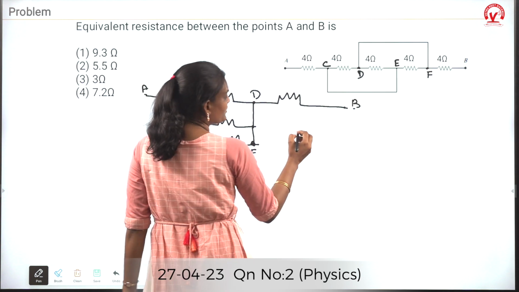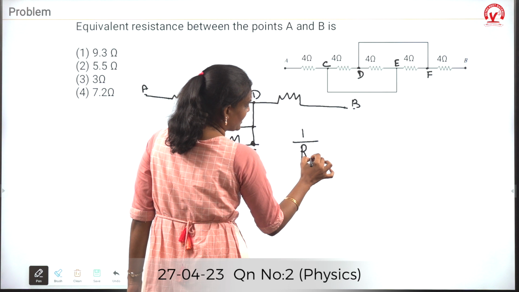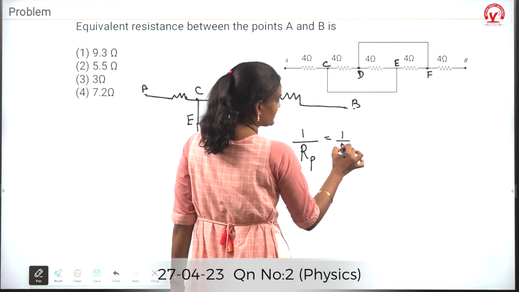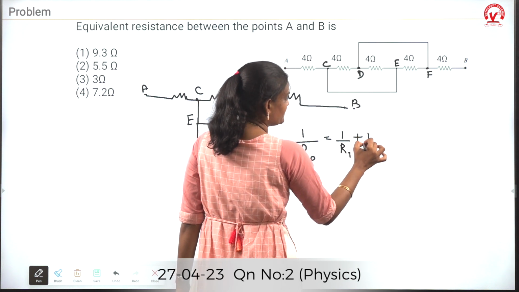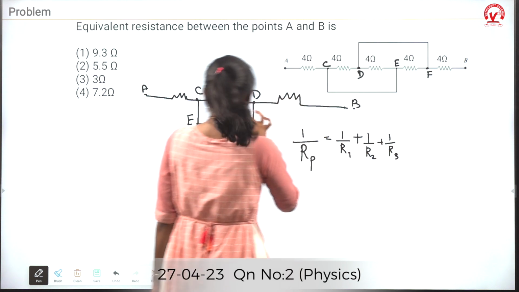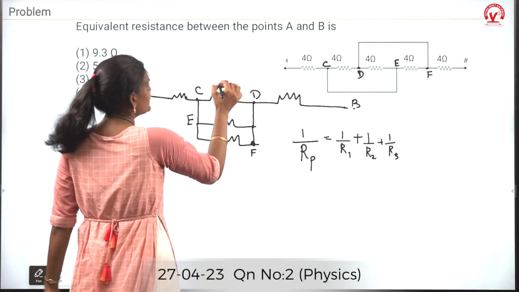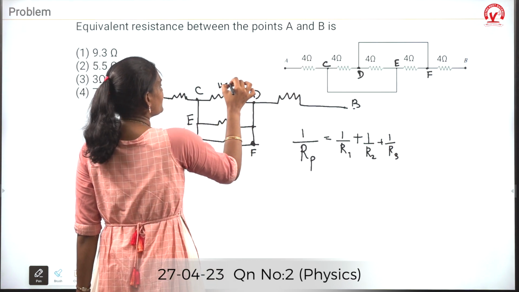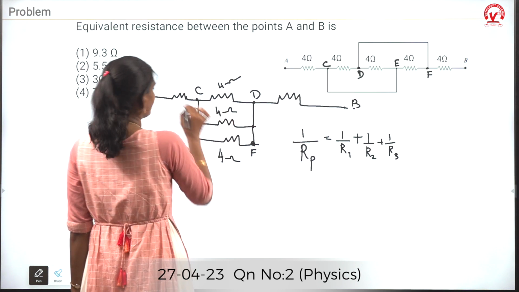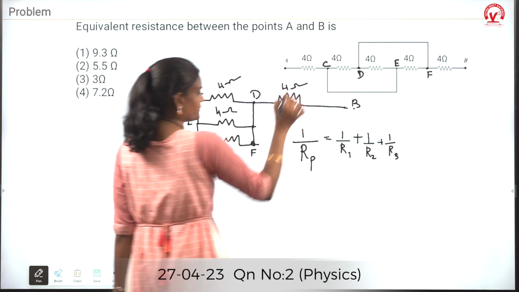Now we know the formula for resistance in parallel: 1 by Rp is equal to 1 by R1 plus 1 by R2 plus 1 by R3. Here we have 3 resistances, so I am representing this as R1, R2 and R3. Here they have given the resistance as 4 ohm. This is 4 ohm and here also it is 4 ohm. This series is also 4 ohm and here we have 4 ohm.